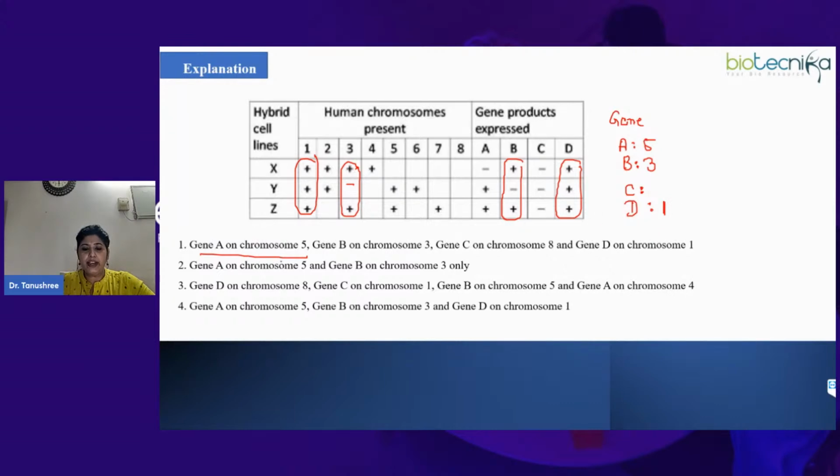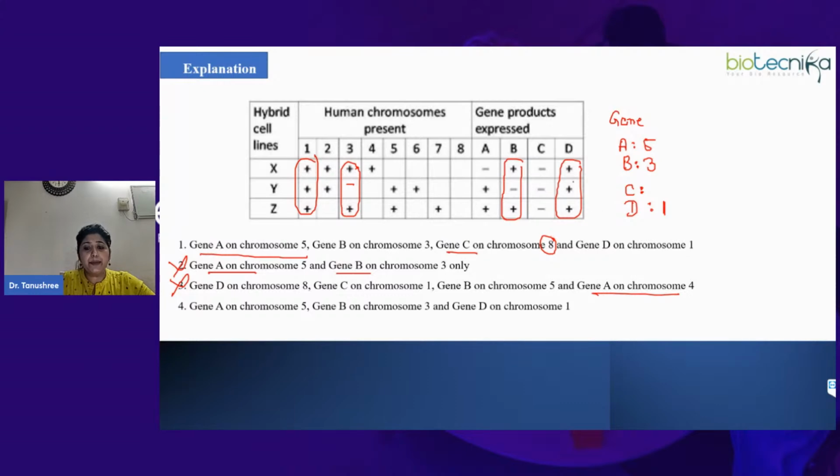And where these options are given, if you see, the answer cannot be option 2 or option 3, right? Because according to this, gene A is on chromosome 4, and according to this, gene A is on chromosome 5, and it is not talking about D, which is even mentioned here. Now, if you compare option 1 and 4, they only differ in gene C. So here it is mentioned gene C is present on 8.